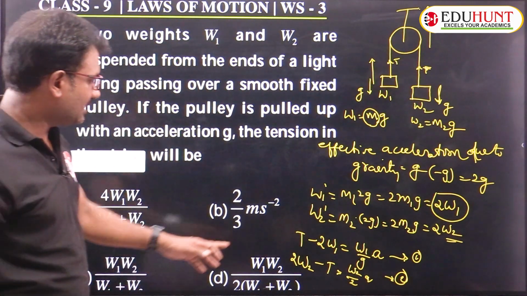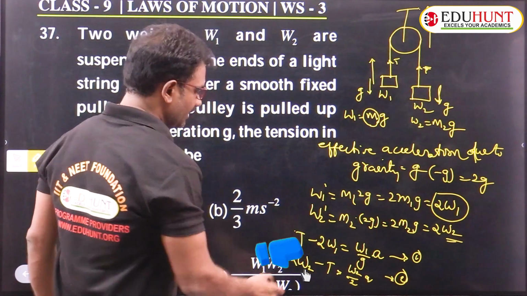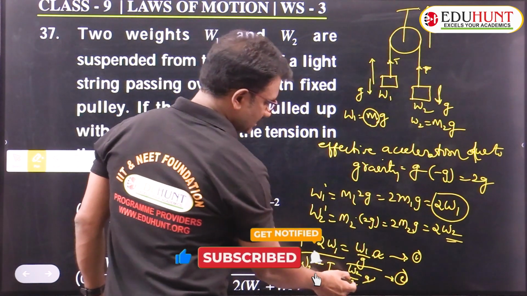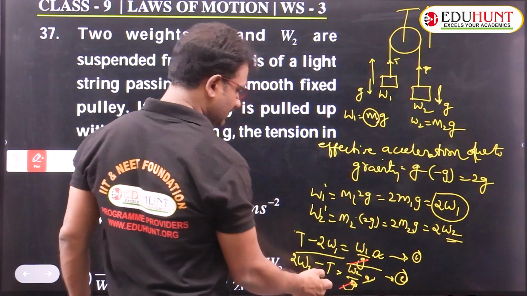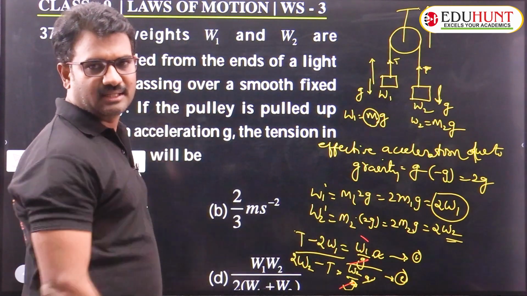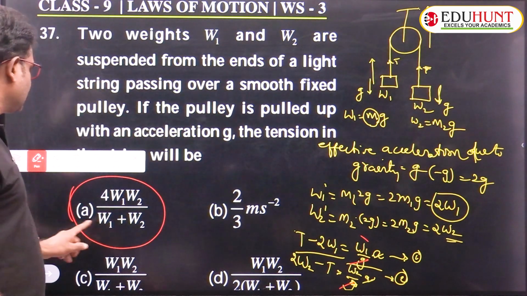We are going to calculate the tension by using the two equations. How? Just divide these two equations. a will be cancelled, g will be cancelled, and we are left with some equation. Just cross multiply and do the necessary calculation for tension. You will get the formula for tension like this.